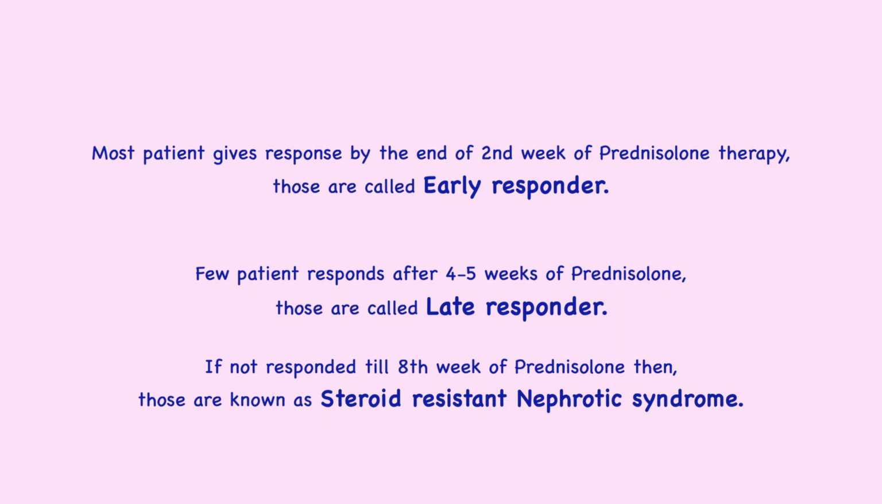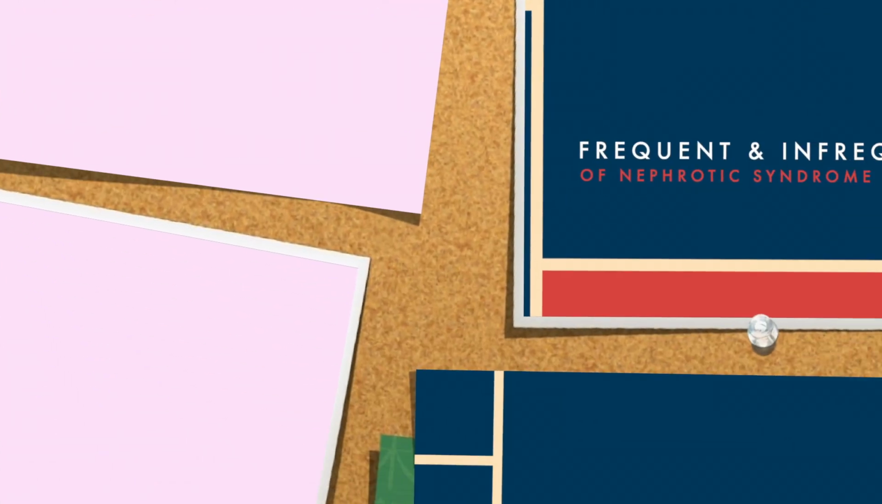Those are called early responders. Few patients respond after 4 to 5 weeks of prednisolone. Those are called late responders. If not responded till 8th week of prednisolone, then those are known as steroid-resistant nephrotic syndrome.